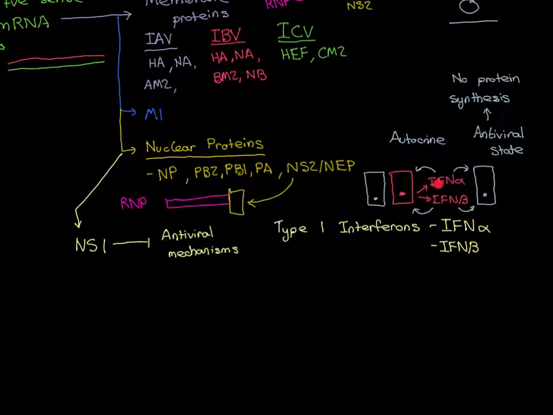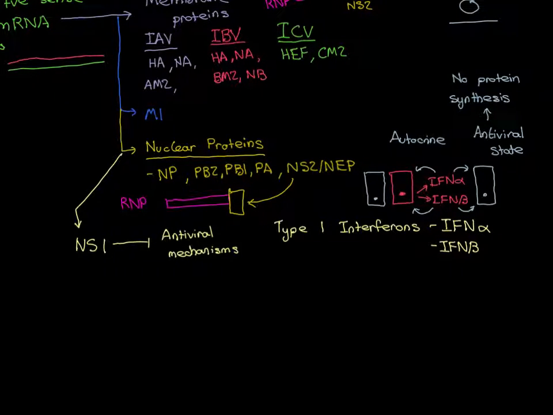So the interferon alpha and interferon beta bind to receptors on the surface of the cell, and these receptors activate signaling pathways that induce an antiviral state where the cell completely switches off protein synthesis. Then even if the virus comes into that cell, it's not actually going to be able to synthesize any of the proteins. It's not going to be able to exploit the cell. At least this is the idea behind these type 1 interferons.